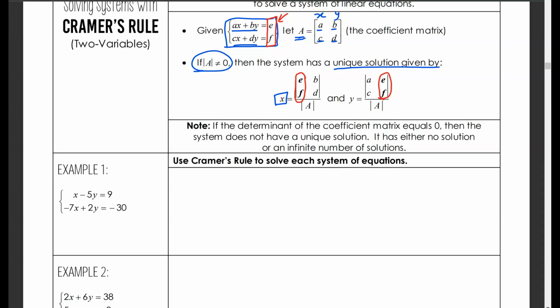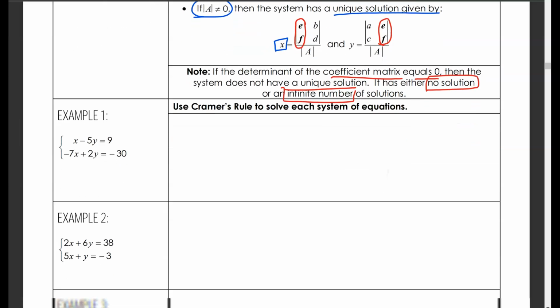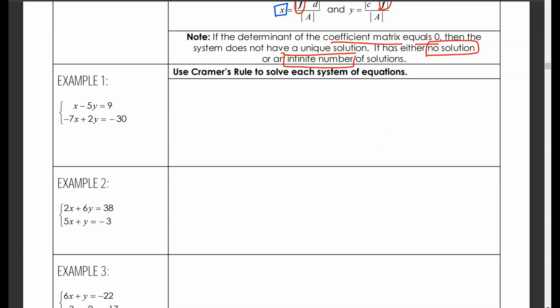Before we go there, though, let's note that if the determinant of the coefficient matrix equals 0, this just means we don't have a unique solution. That means that we either end up with no solution or we have an infinite number of solutions. Okay, all right, let's take a look at this particular example.